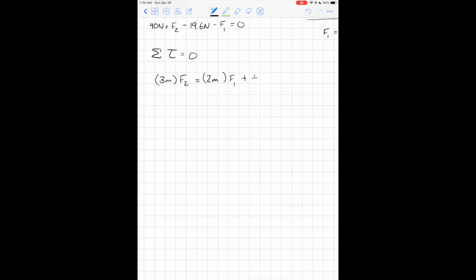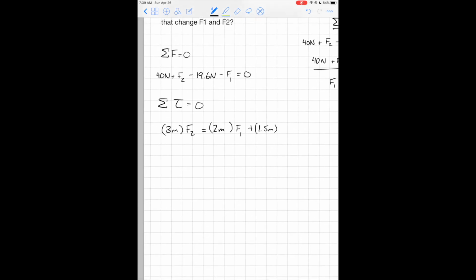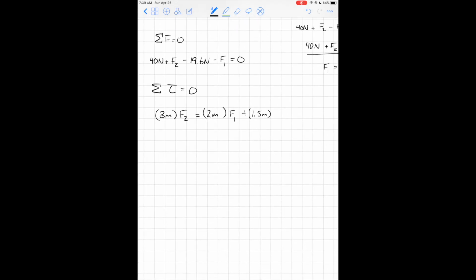plus 1.5 meters. That's halfway through this rod. The center of mass of this rod would be halfway because we're assuming that we have a uniform mass distribution unless otherwise stated. So I'm going to say 1.5 meters times this force of 19.6 newtons. And so now I've got to figure out what this new thing is.